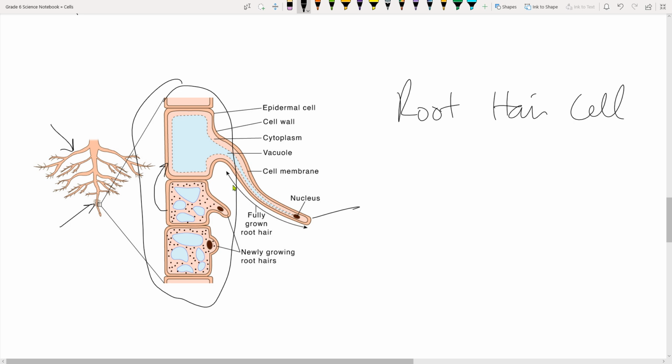The other structures are the same, that the cytoplasm is there, the cell wall is there, there's a large vacuole, the cell membrane, it has a nucleus. But it doesn't have chloroplast. Why? Because the roots are underground, so they don't get sunlight, so they don't require the presence of chloroplast to do photosynthesis, because they cannot do photosynthesis because of absence of light, right?